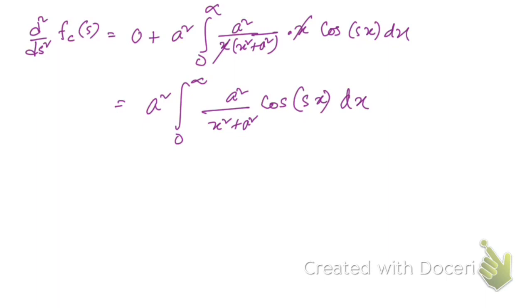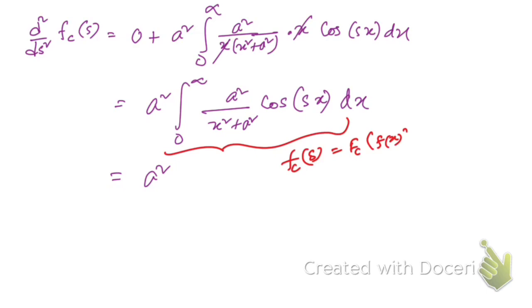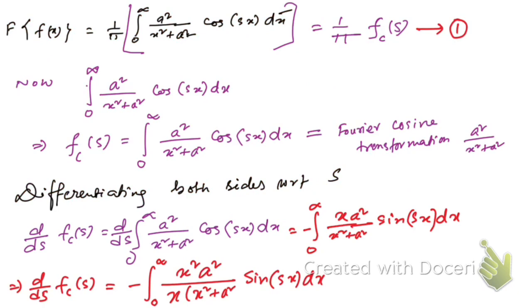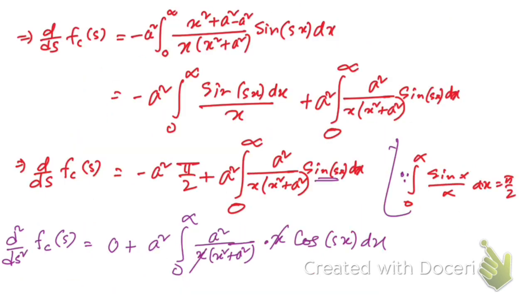So now you see here what we're going to do, a square, this part, if you see, this part is nothing but the Fourier cosine transformation of f of x, right? Let me go to the previous slide. Here you see, this is the Fourier cosine transformation of this function, and the Fourier cosine transformation of this is given by this one. So hope you have understood this.